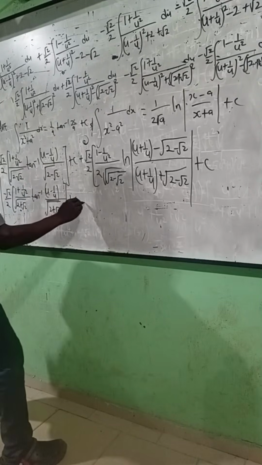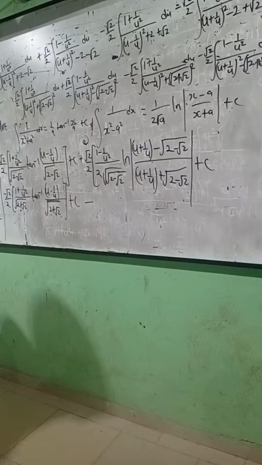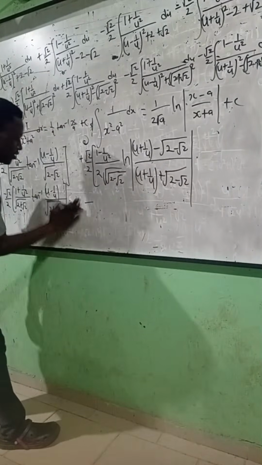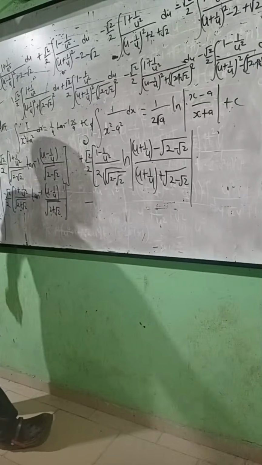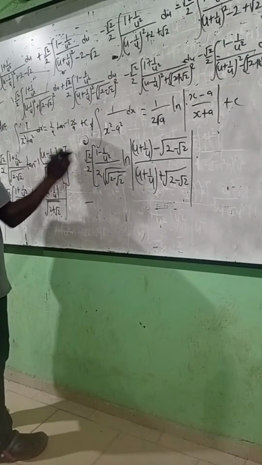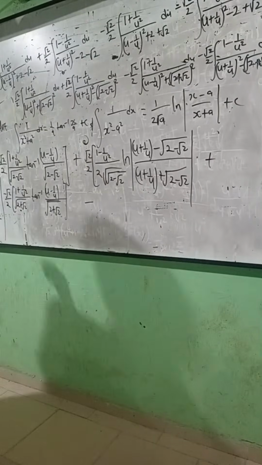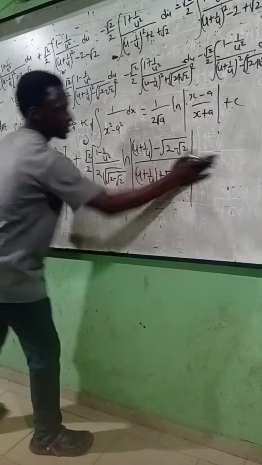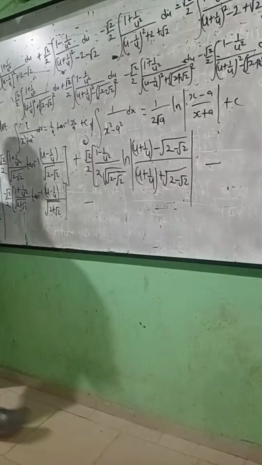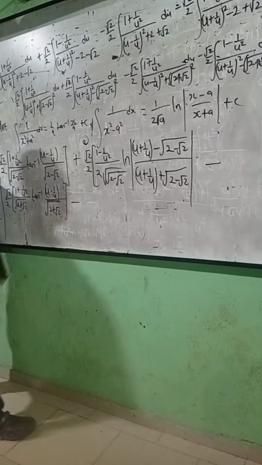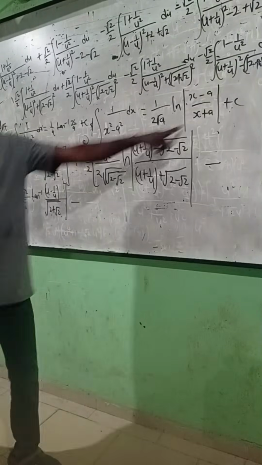Plus c. Minus, oh sorry, don't mind me. All those c can gather. C plus C plus C plus C is still C. So at the end of the day, we'll be adding C. Plus, oh sorry, minus. It should be minus now. But this has minus, don't forget that minus is here. Then we have minus. Now the last one follows the ln one.